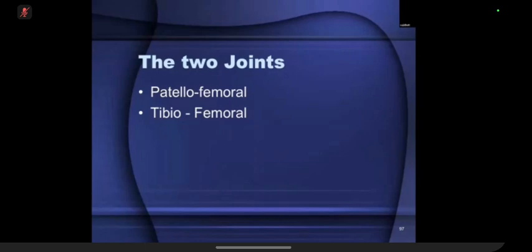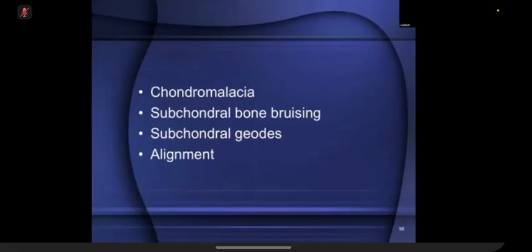What about the two joints? We've got the patellofemoral joint and we've got the tibiofemoral joint. What you would get to see in these is the presence of chondromalacia. So that is softening of the cartilage. Then partial cartilage loss.